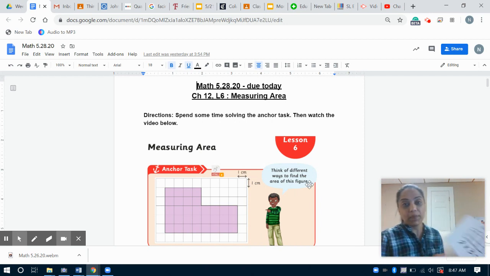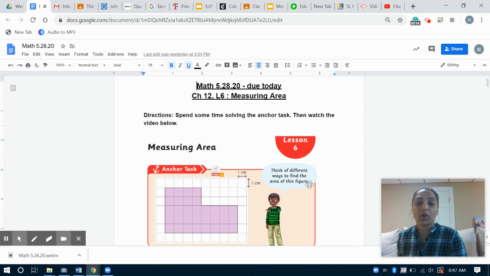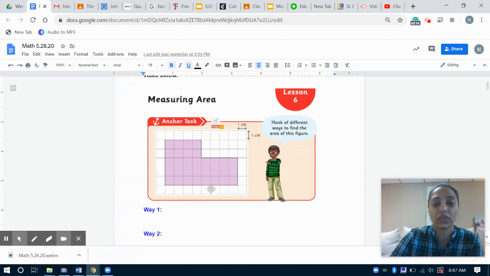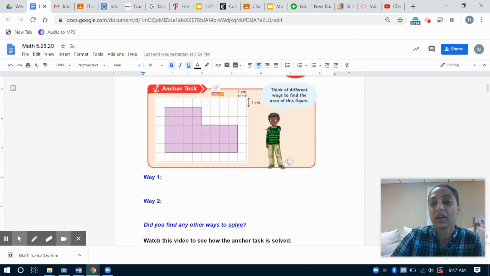Now this is going to help us for today's lesson. Let's take a look. The anchor task has a friend, and there's a figure over here that looks almost like an L. The friend is asking us to think of different ways to find the area of this figure. What are some ways you can figure out the inside part of this figure? You can count squares, but we're going to ask you to stretch your thinking a little further and think of other ways you can find the area.